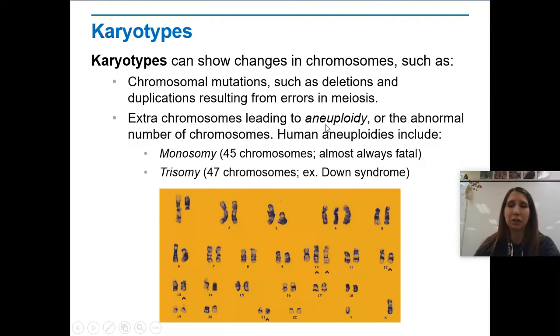Anytime we have extra or too few chromosomes, we use the term aneuploidy. That's how you say that. Aneuploidy just refers to this idea that we have an abnormal number of chromosomes. So for humans, the only two real aneuploidies that are possible would be monosomy, which is where we have one too few. So instead of having 46 chromosomes, we only have 45. This is almost always fatal with the exception of the sex chromosomes.